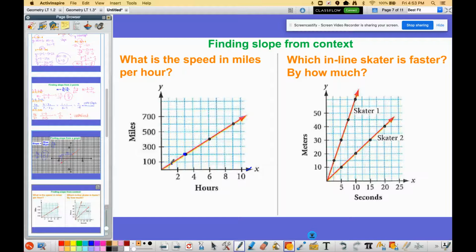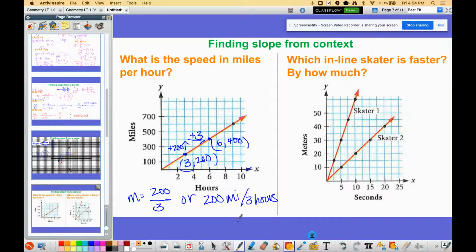If I go from this point here, this is 200, and I go to this point up here, this is 400. So again, thinking about that rise, I'm going up 200. And then my run, I'm going over 3. So my slope would be 200 over 3, or 200 miles in 3 hours.